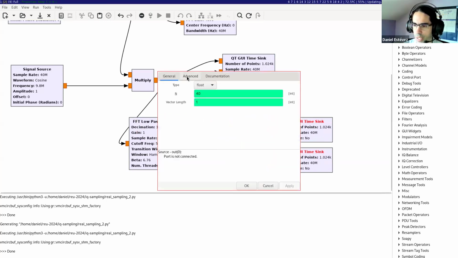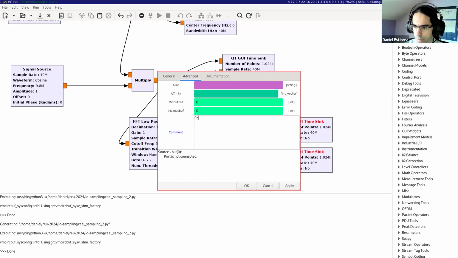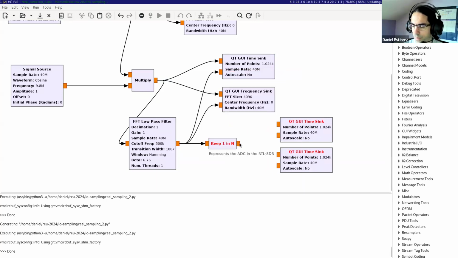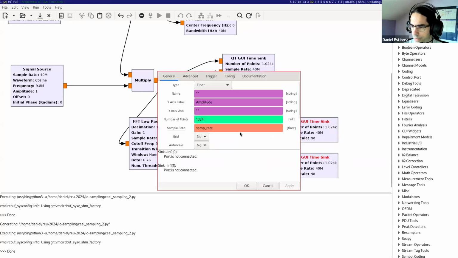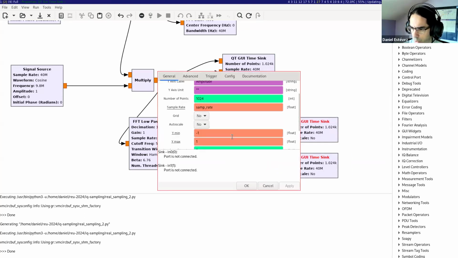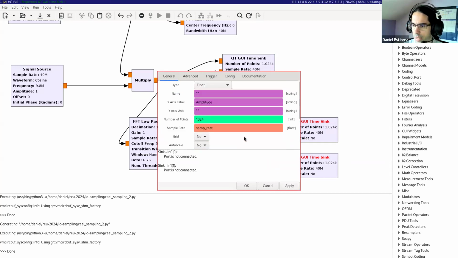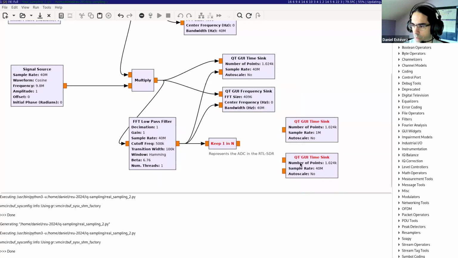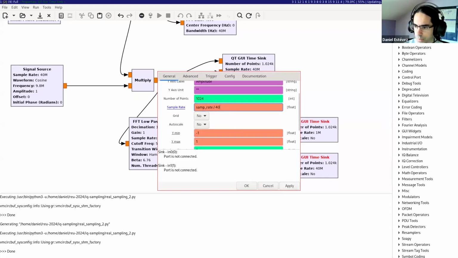And this represents the ADC. So let's put a note in here. I want just a single input, and then the sample rate is not going to be the same sample rate as before. I'm only taking one in every 40 samples, so the sample rate is 1 million samples per second. The same thing here.